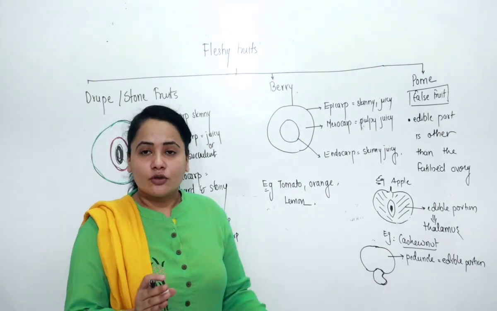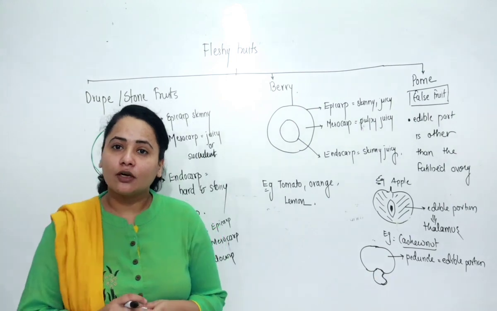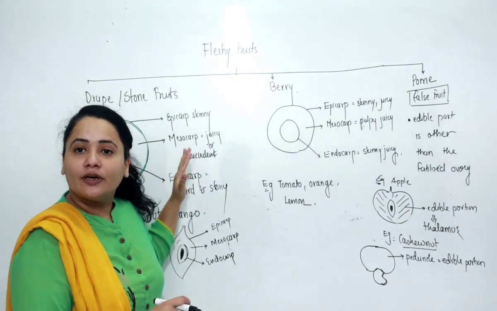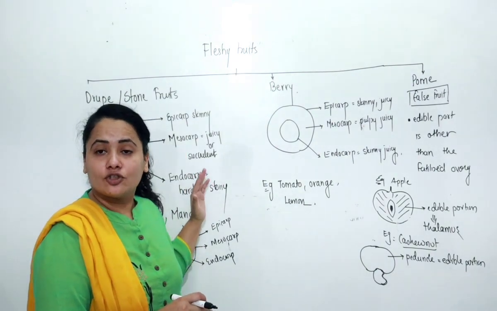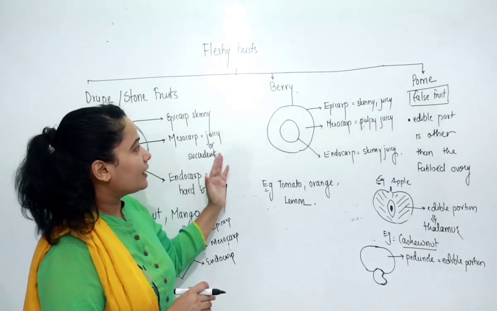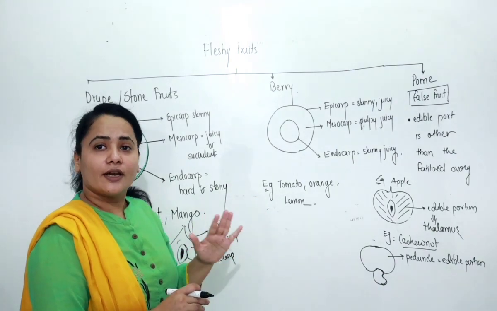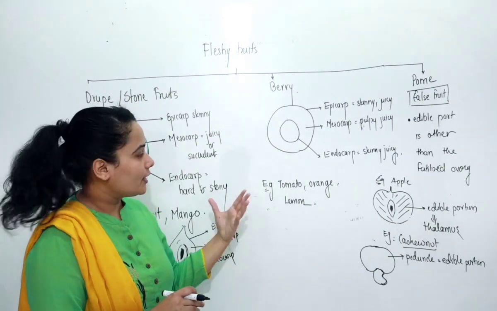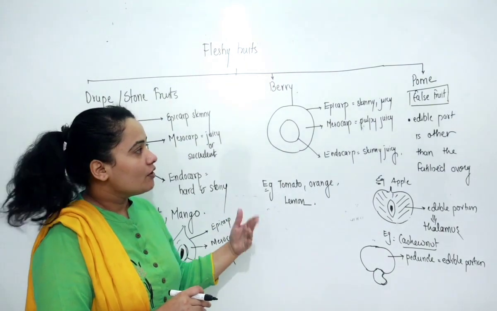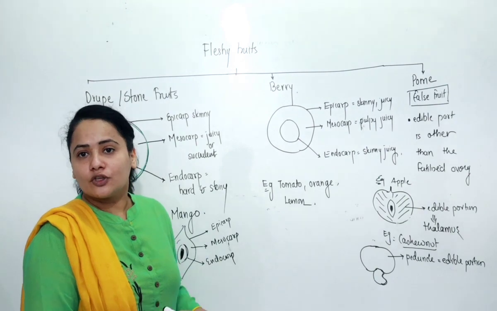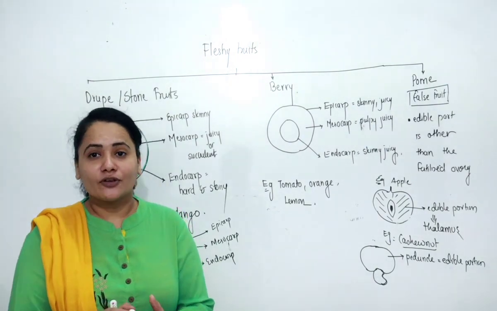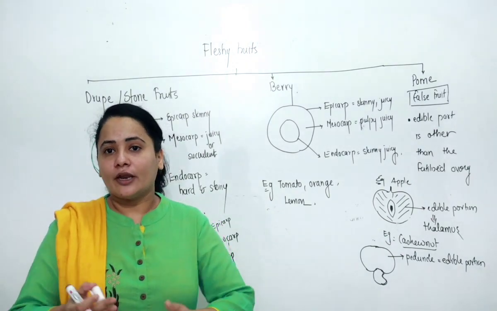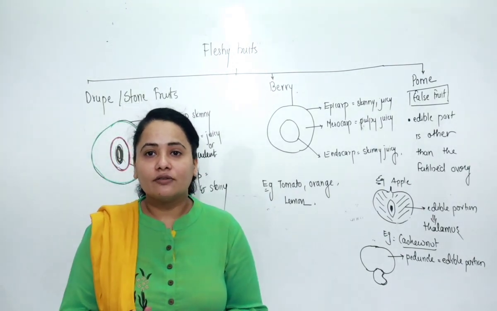So these fleshy fruits are classified into three types. Remember, the first is drupe. Generally in this the endocarp is hard and stony, so we call it a stone fruit. The second one is berry, in which there is nothing stony, everything is the edible portion, so it is wholly a fleshy fruit. Examples are tomato, orange, lemon. The last is the false fruit, in which the edible portion is other than the fertilized ovary; it may be the thalamus or the peduncle. So this is all about the classification of fleshy fruits.